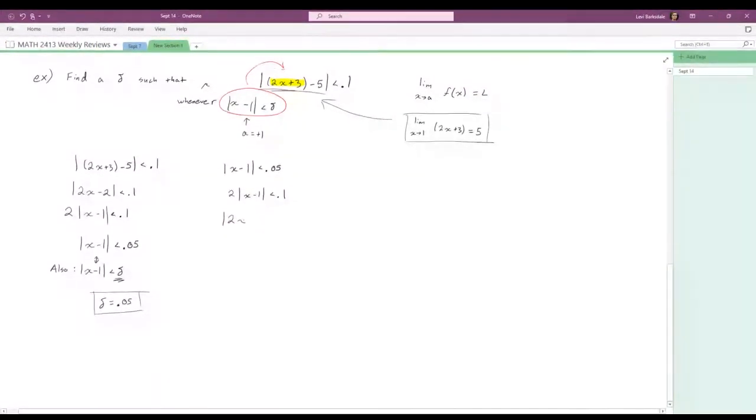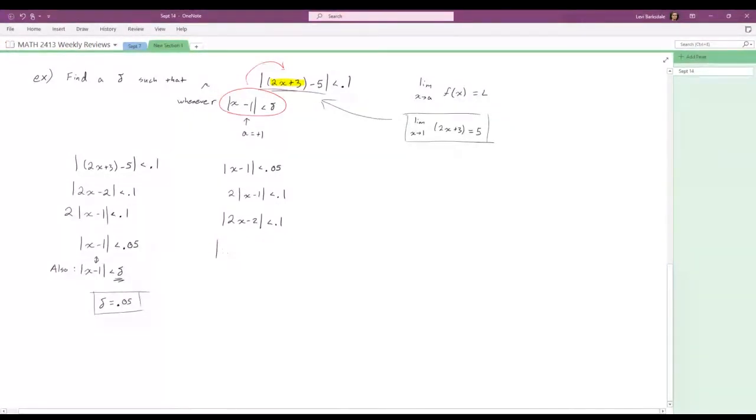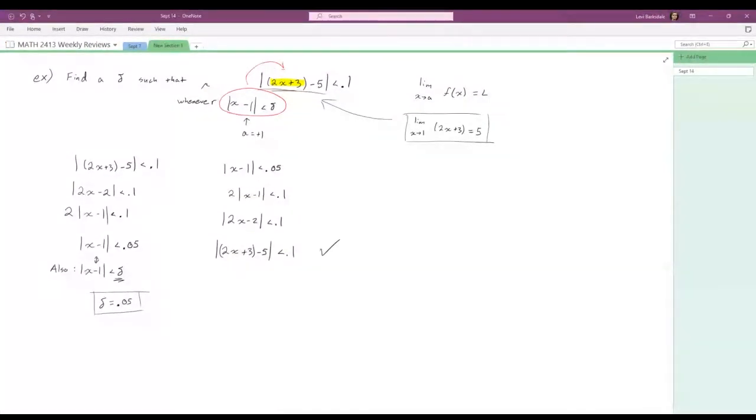So the absolute value of 2x minus 2 is smaller than 0.1. So then the absolute value of 2x plus 3 minus 5 is smaller than 0.1. And I know that I found a good delta of 0.05. Question?